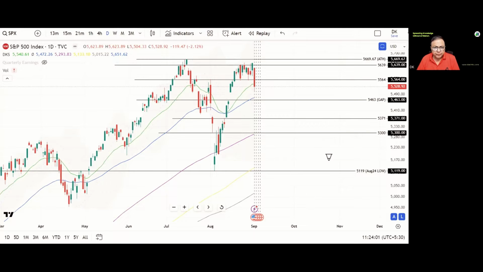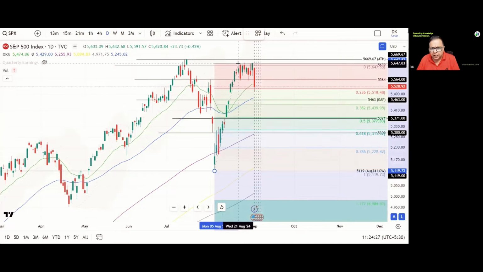At the same time, if you see here, the market is taking resistance. This is the all-time high, 5,669. And this is the area where the market took rejection a number of times. So there is a last impulsive wave, which is a parabolic rise in S&P 500. If we calculate the retracement level based on this entire wave formation on the upside move, where is the significant level? The level of 38.2% comes at 5,433, and then the next level is 5,463, which is where the gap exists.